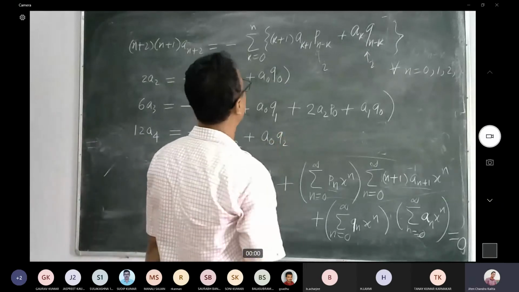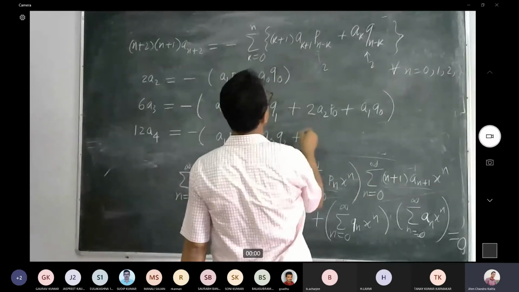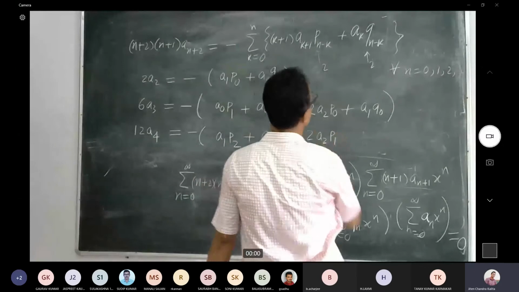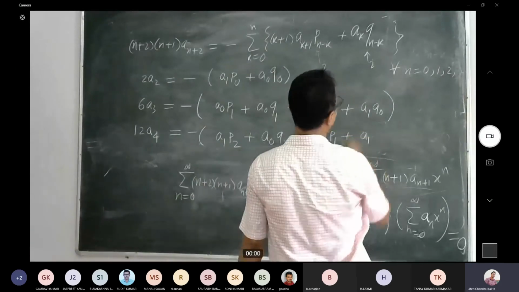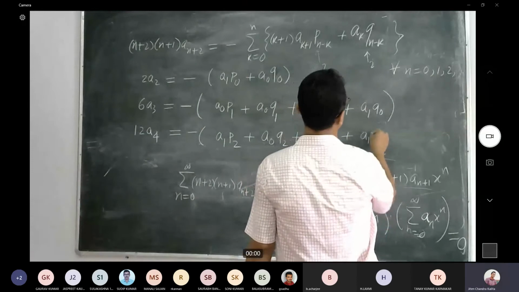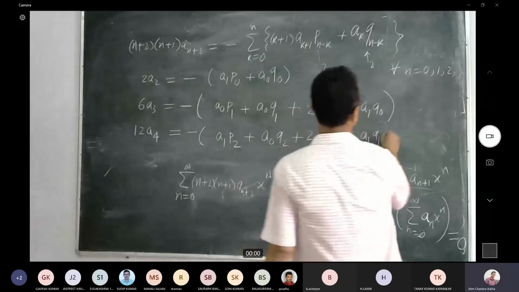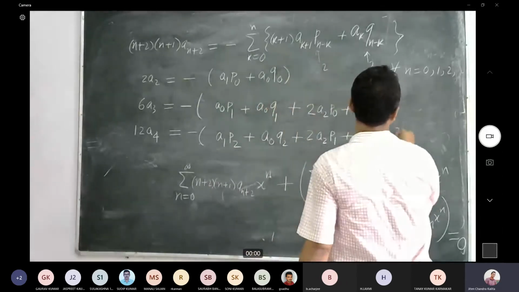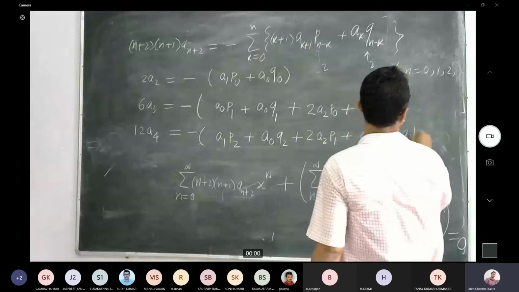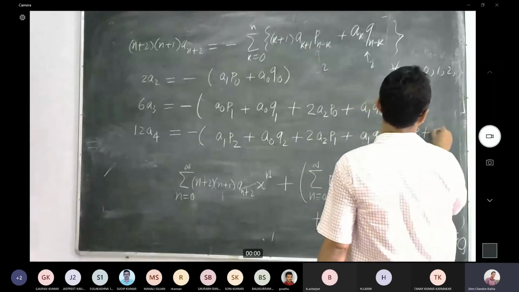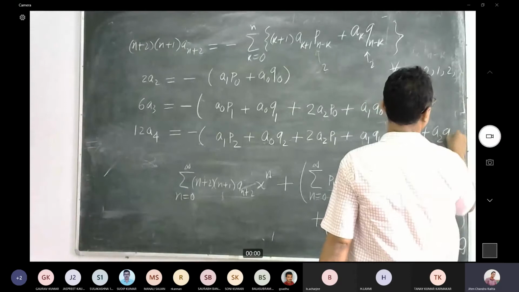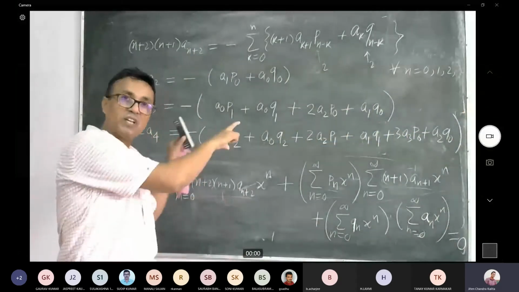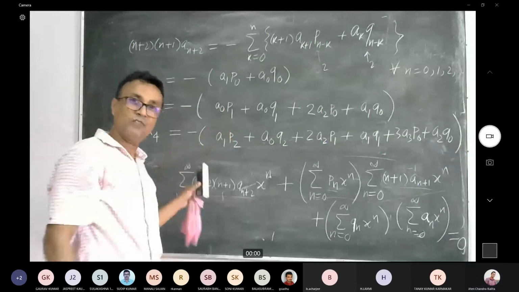q2, right? Now when k equal to 1, this is going to be 2 a2 p1 plus a1 q1. Okay. When now your k equal to 2, this is going to give you 3 a3 p0 and then plus a2 q0. Is it okay with everybody? Have you understood how to manipulate this formula? Fine.